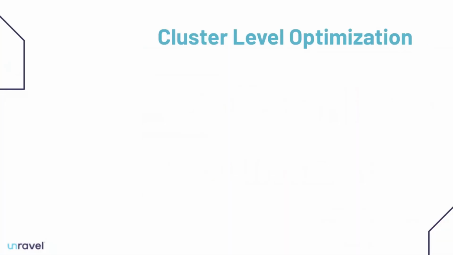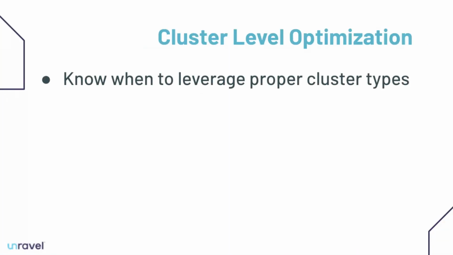Cluster level optimization. So knowing when to leverage a proper cluster type. If you're going to do automated versus interactive clusters, a lot of times now with scheduled jobs, you're going to typically go towards automated clusters, but understanding when those jobs are running, how often they're running, and making sure they're not impacting others in those interactive clusters.